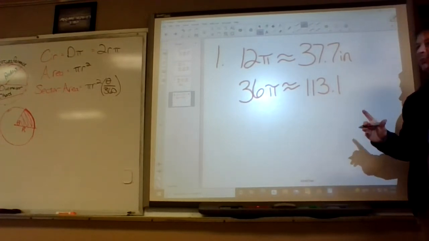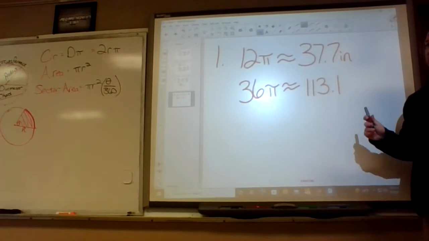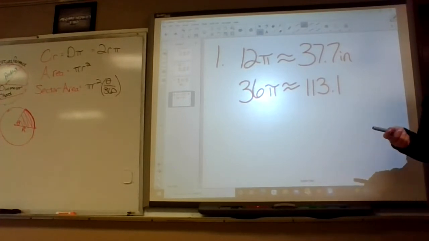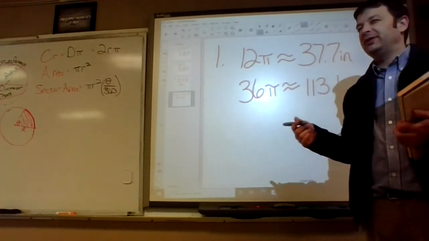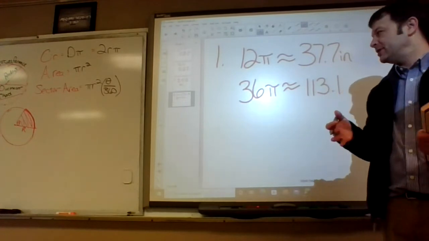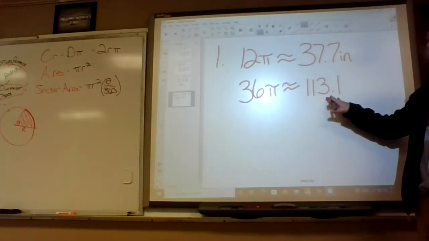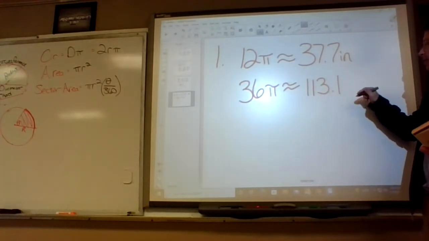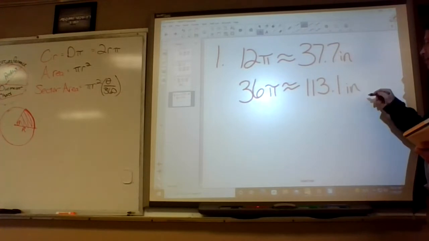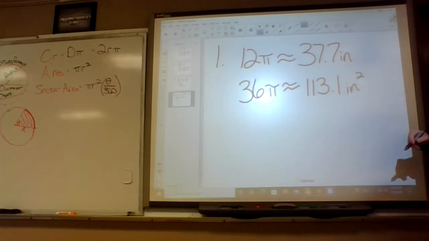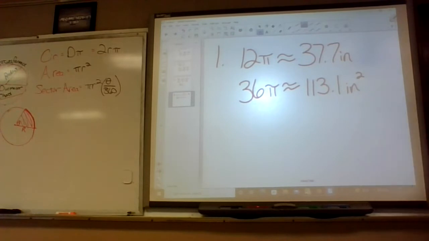That will give you a more accurate answer. If you don't have the pi button, you can use 3.14. Your answer might be a little bit off of this, like you might get 113.2 or something. But anyway, that's an area, so I'm labeling it inches squared.